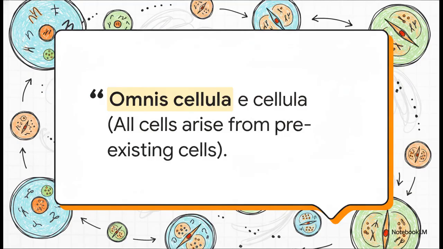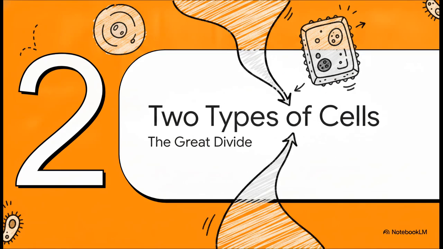Which brings us to an incredibly famous breakthrough from Rudolf Virchow in 1855. He said, omnis cellula e cellula. That translates to, all cells arise from pre-existing cells. Think about what that means. Life wasn't just spontaneously popping into existence out of thin air. It was an unbroken, continuous chain of cellular division stretching all the way back to the dawn of life itself. Mind-blowing, right?